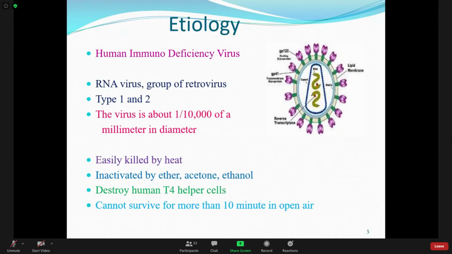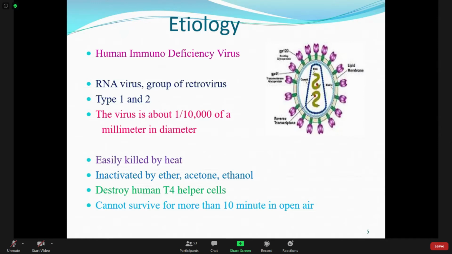The virus is about 1 part in 10,000 of a millimeter in diameter, so it is very small. It is a microorganism, easily killed by heat and inactivated by ether, acetone, and ethanol. It mainly affects and destroys the T4 helper cell, the CD4 cell, which is associated with antibody production.